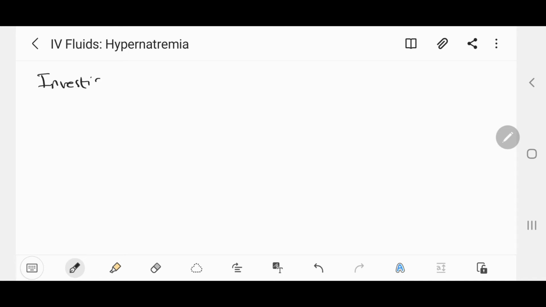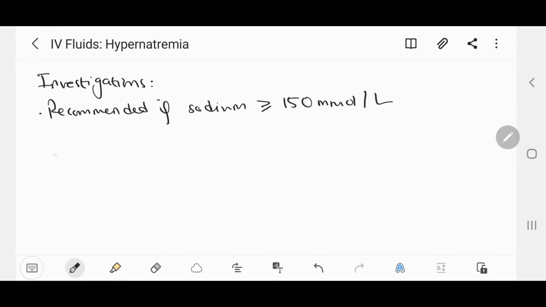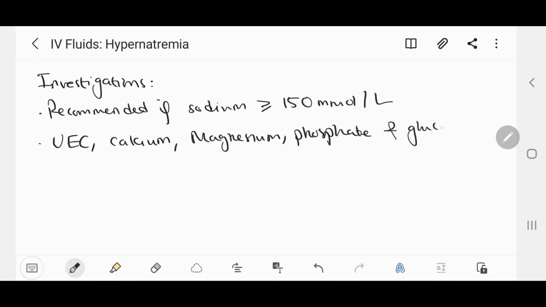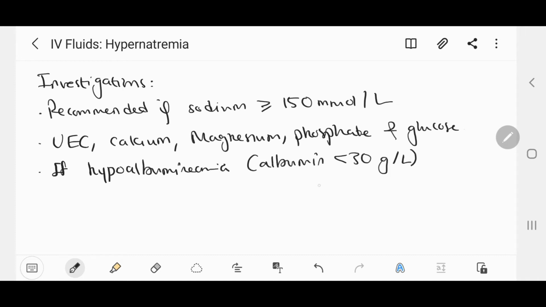Now we're moving to investigations. They are recommended if sodium is above or equal to 150 millimole per liter. We do urea, electrolytes, and creatinine, calcium, magnesium, phosphate, and glucose. If there is hypoalbuminemia, where albumin is below 30 grams per liter, blood gas sodium level is more reliable.